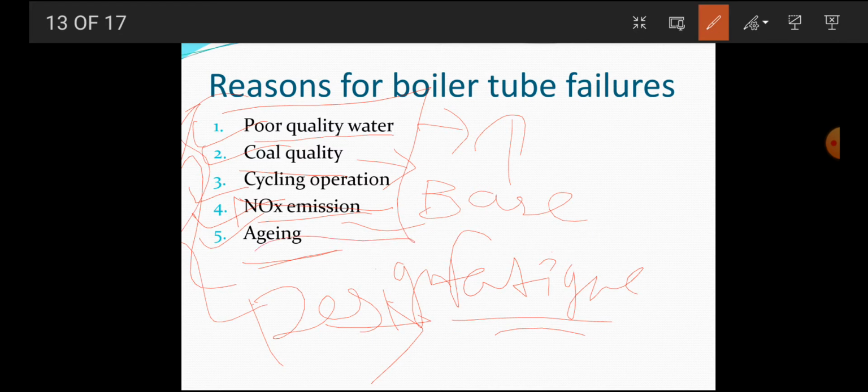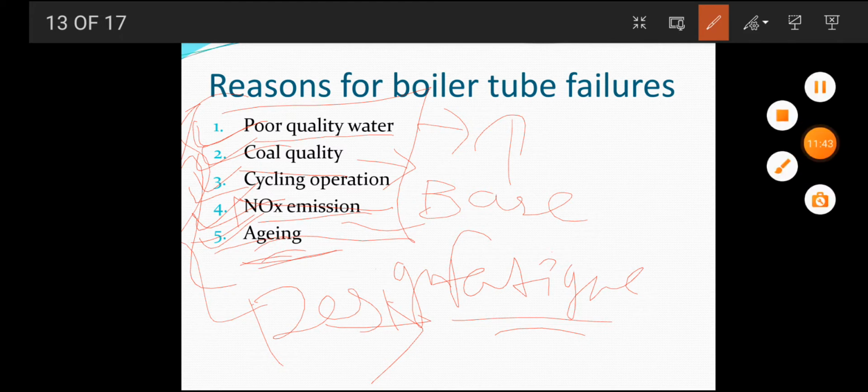So these are the major reasons for boiler tube failure. Again, let me repeat: poor quality water, poor quality cycling operation, nitrogen oxides emissions, and aging. So these five are the main important points for failure of the boiler tubes.